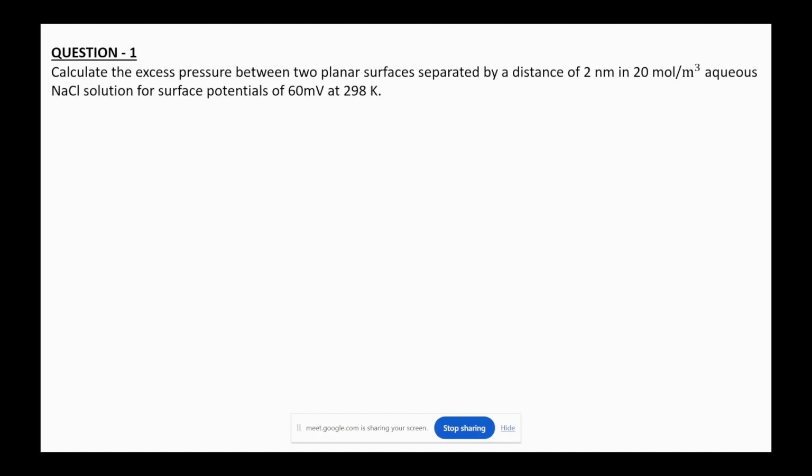Here we are asked to calculate the excess pressure between two planar surfaces, separated by a distance of 2 nanometers in 20 mole per meter cube aqueous NaCl solution, which has a surface potential of 60 millivolt at 298 Kelvin.